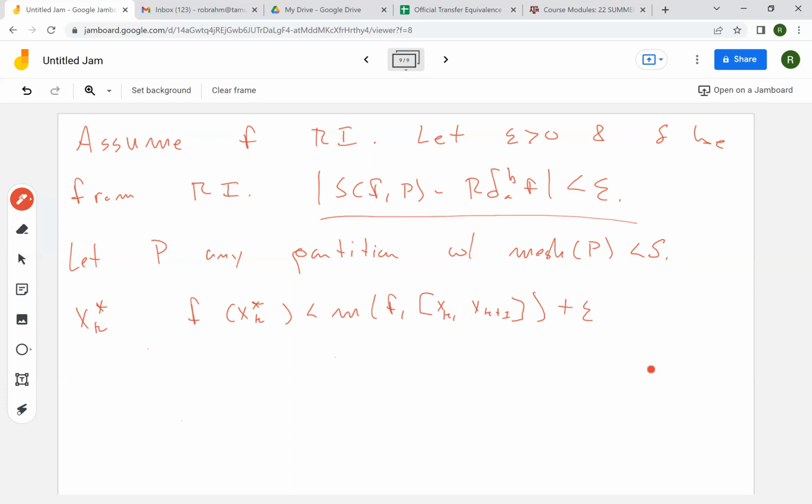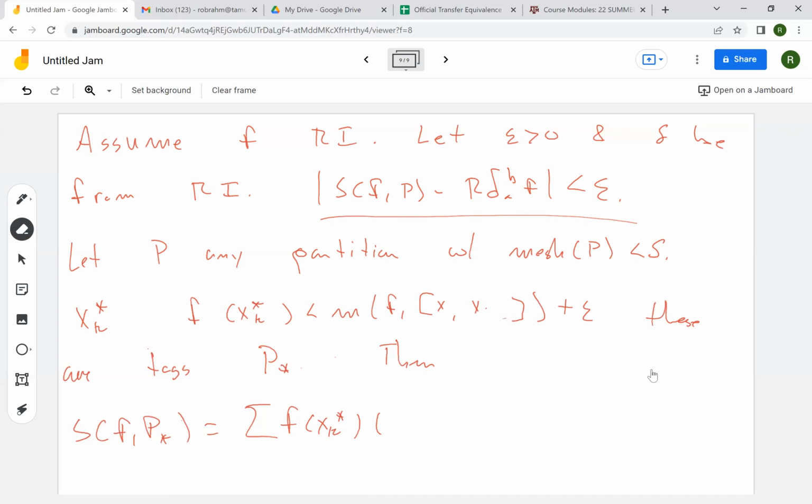x_k star is in the interval, so I can always find some x_k star where f of x_k star is less than the infimum plus epsilon. And then these are the tags for the tagged partition that I'm going to call P lower star. Then what I know is that S of f, P lower star is equal to the sum of f of x_k star times, I realize I got my index wrong here a little bit. This should be k minus 1 to keep things consistent. So this will be the sum from k equals 1 to n of x_k minus x_{k-1}. But f of x_k star is less than m plus epsilon.